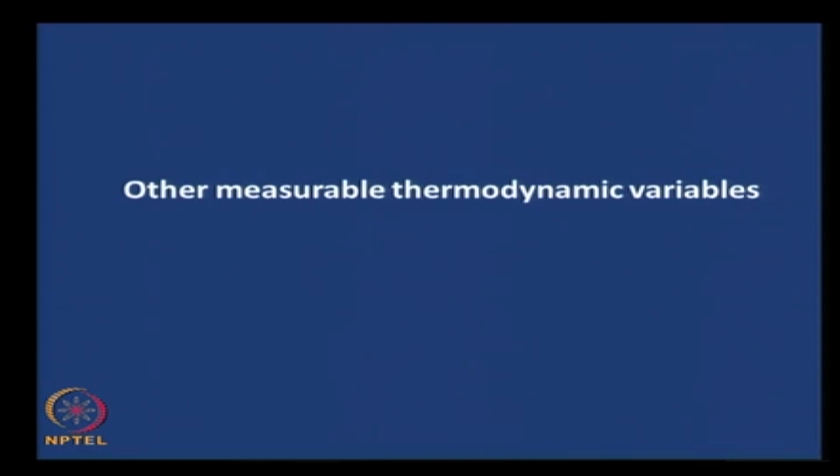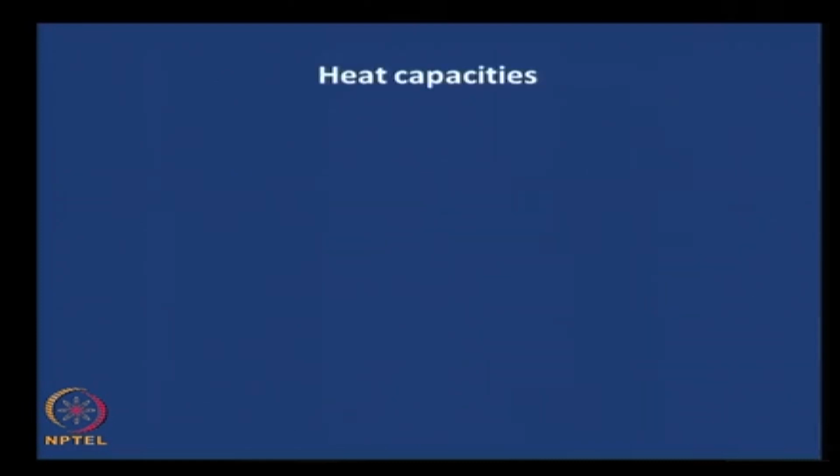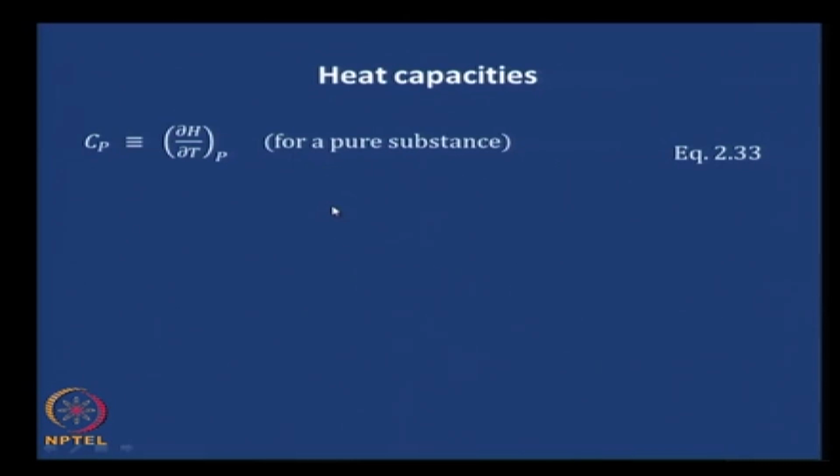other measurable thermodynamic variables. Heat capacity, Cp is defined as ∂H/∂T at constant P. This is for a pure substance. We will call this equation 233. For any system, Cp is defined as ∂Ht/∂T at constant P. This is for 1 mole of a pure substance, this is for any system.